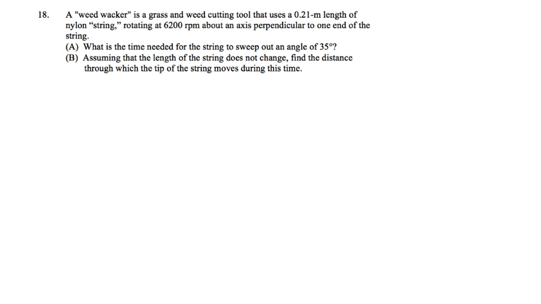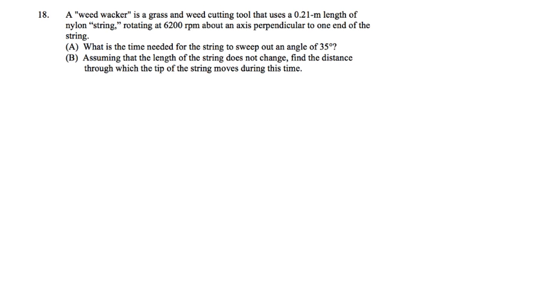Okay, so number 18 is the first problem where we actually have to use either a equals R alpha, v equals R omega, or s equals R theta. It says a weed whacker is a grass and weed cutting tool that uses a 0.21 meter length of nylon string rotating at 6,200 RPM. And we know when it says RPM, that means revolutions per minute, not radians per minute. About an axis perpendicular to one end of the string. What's the time needed for the string to sweep out an angle of 35 degrees?